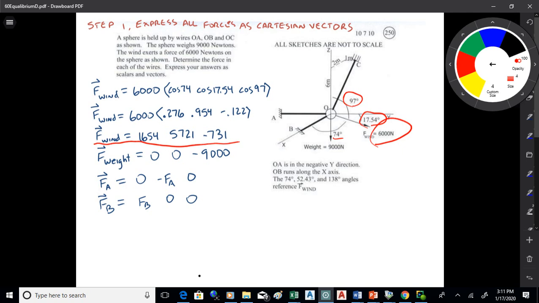Okay, the weight acts in the negative z direction, so that's just 0, 0, negative 9,000. FA acts in the negative y direction, so that's 0, minus FA, 0. And FB acts in the x direction, FB, 0, 0. So I'll start with that. There's 4 of the forces. I've got 5 all told, but those are the easiest ones, okay? The weight and A and B all act along a given axis. Some of them are negative, but they're all right on the axes. And then the wind force, I've got the angles, so that's easy enough, okay?